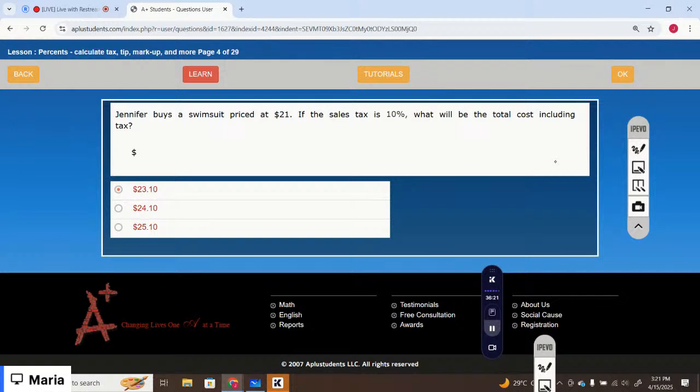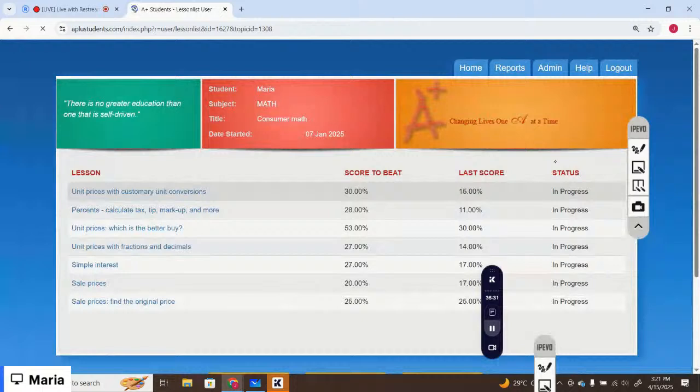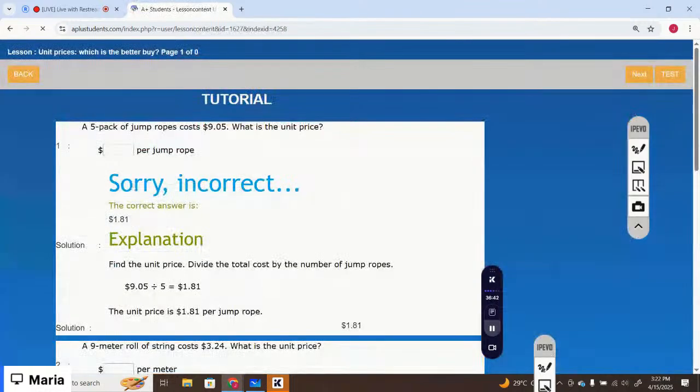Okay, you can complete the lesson by yourself later today. Let me just move on to the next lesson. The next lesson is unit prices. What is the better buy? A 5 pack of jump ropes costs $9.05. What is the unit price? So 9.05 divided by 5 is $1.81. So that means the unit price is $1.81 per jump rope.